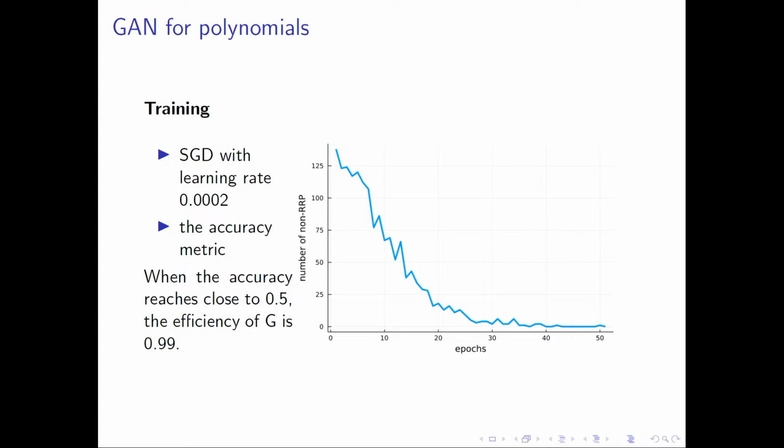Okay, in the training part for degree 2, we use a training and test data set containing 1,000 and 200 polynomials respectively. And we use stochastic gradient descent with learning rate 0.0002. We use this because if we use 0.002, it does not work well. Also we use the accuracy metric for the discriminator.